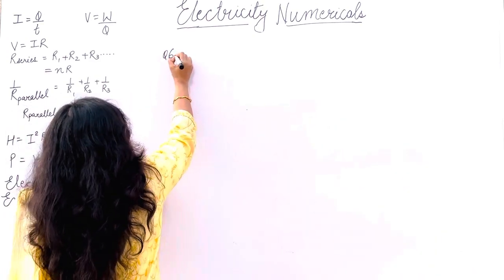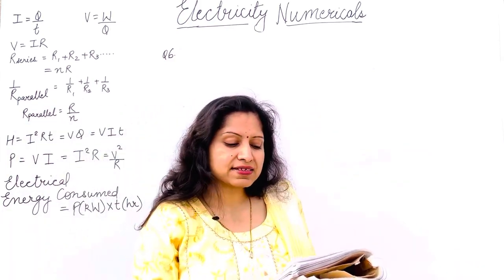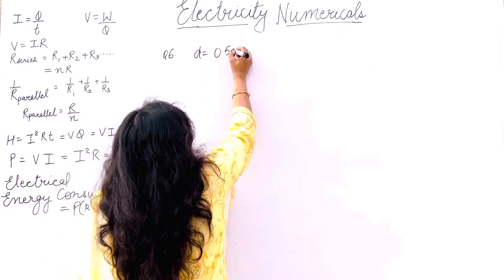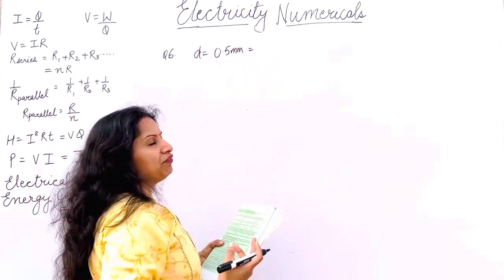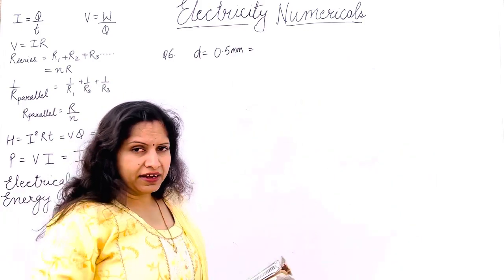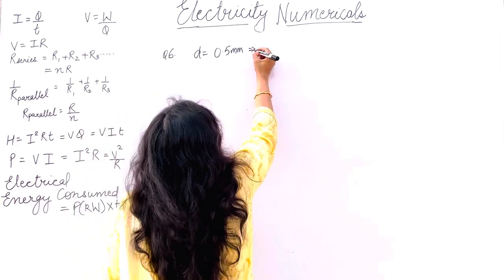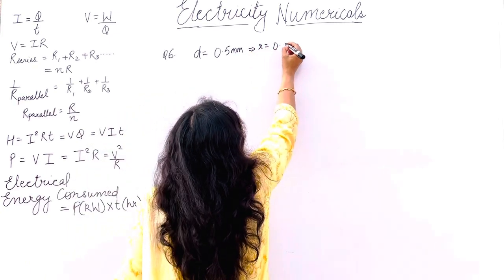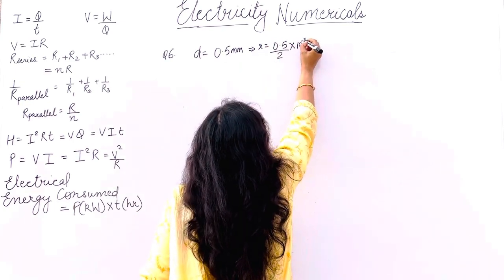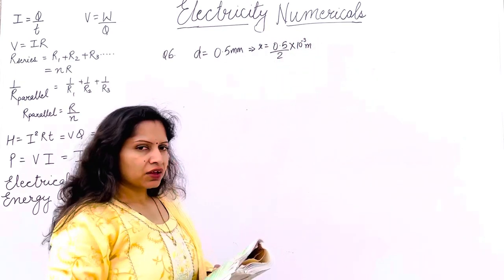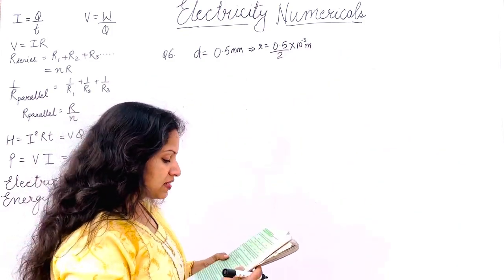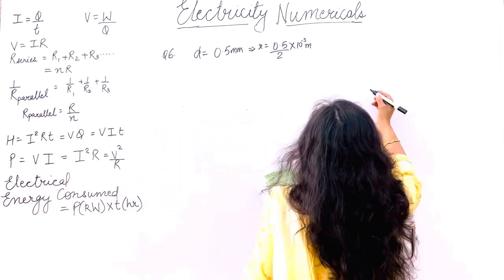So we come to question number 6. A copper wire has a diameter of 0.5 millimeter. We have to ultimately find the area, and for finding the area we need the radius. So radius is equal to 0.5 upon 2. This is in millimeter. To convert into meters, we multiply by 10 to the power minus 3. Then resistivity is given as 1.6 into 10 to the power minus 8.